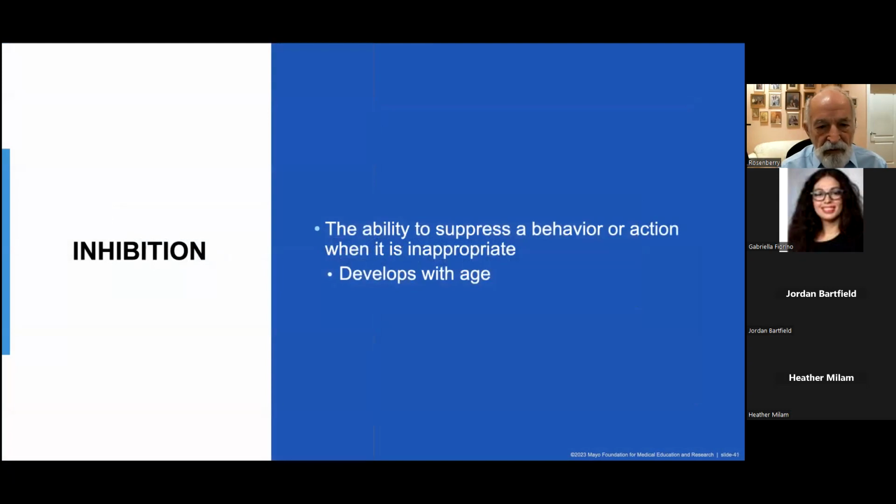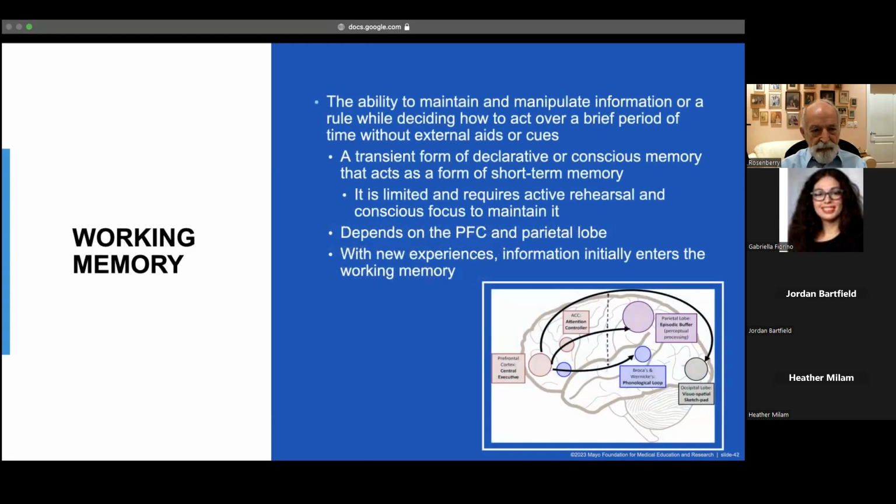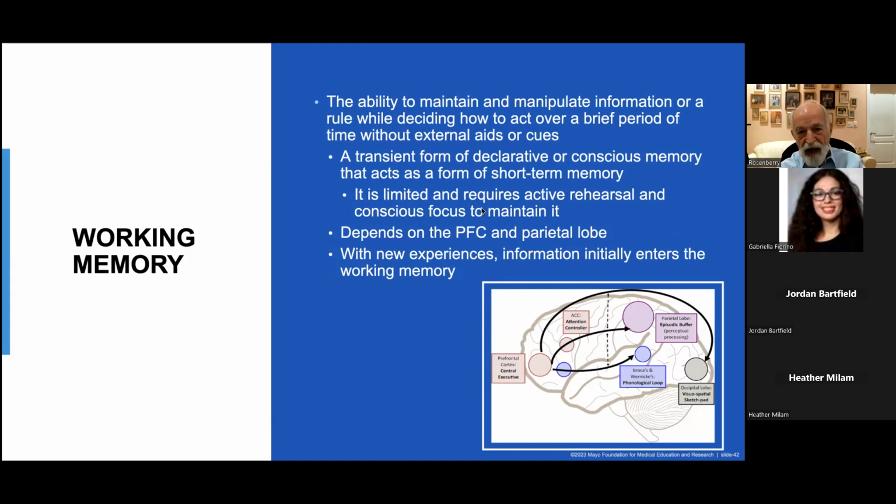The prefrontal cortex also has the ability to suppress a behavior or action when it is inappropriate. It's called an inhibition stage, and it develops with age. The next slide shows the working memory, another core information processing of the executive function in the prefrontal cortex. It has the ability to maintain and manipulate information or a rule while deciding how to act over a brief period of time without external aids or cues. And you can read the rest of that.